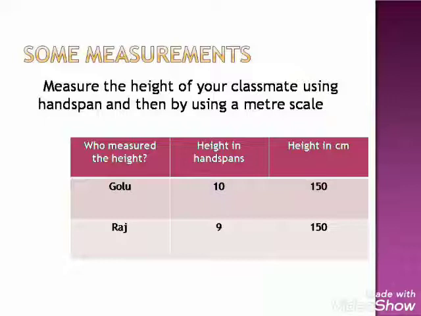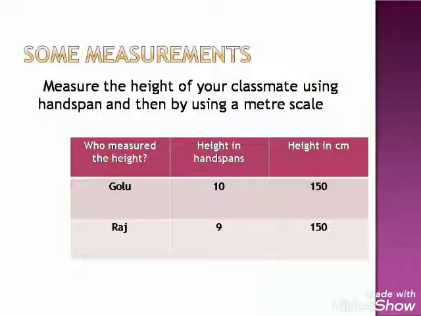Two friends measured their classmate's height. In handspan, the height is varying. But when they are using a meter scale, the height is correct. So it shows we have to use standard measurements.